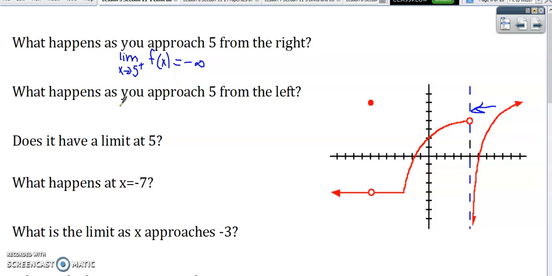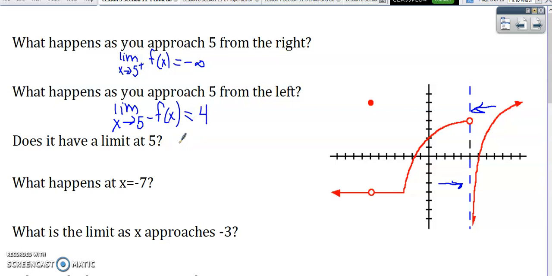All right, what happens as I approach from the left? What's the limit as x approaches 5 from the left-hand side of that function? So as I go this direction, where's the graph? Well, I'm following here. As I get closer and closer to 5, I'm approaching a y value of 1, 2, 3, 4. So the limit as x approaches 5 from the left is 4.